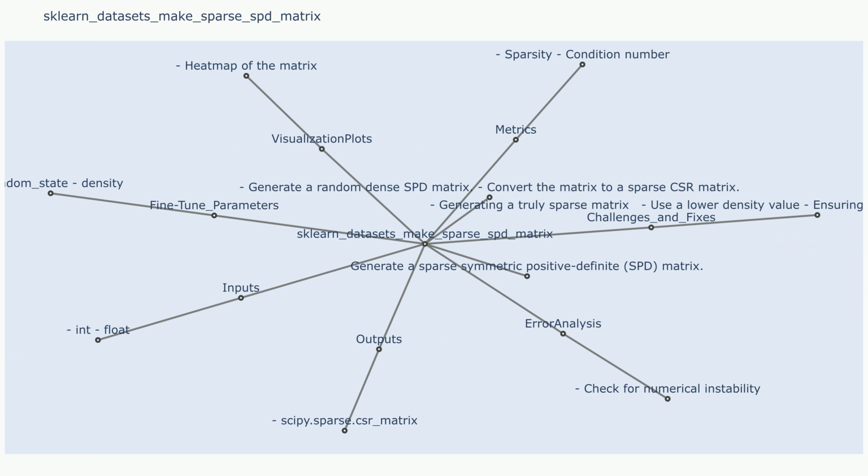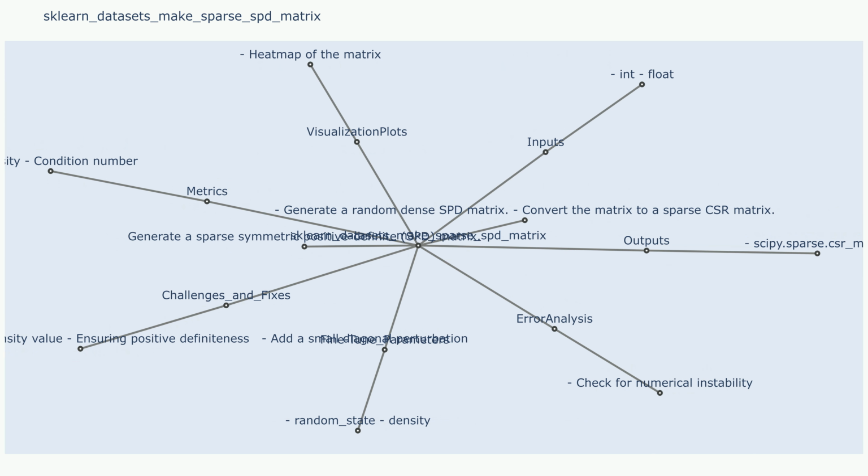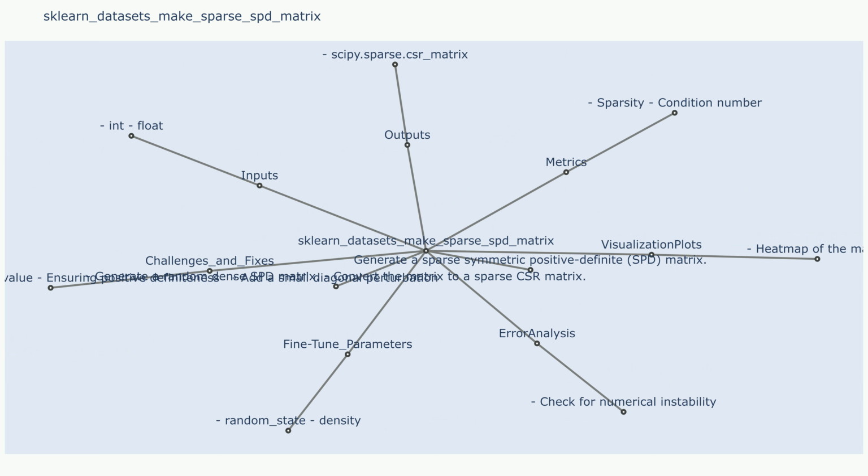Inputs: n_samples, the number of samples (rows) to generate. random_state determines the random number generation for reproducibility. Providing an integer value ensures that the generated matrix will be the same across multiple runs. alpha controls the sparsity of the resulting matrix. Lower values of alpha lead to denser matrices.